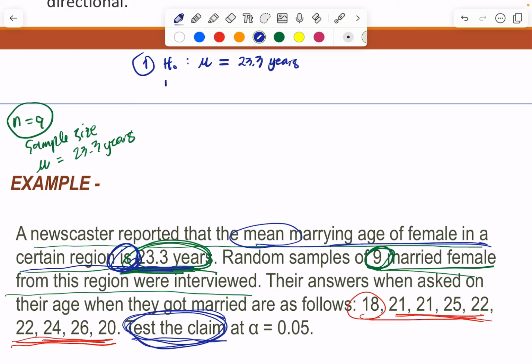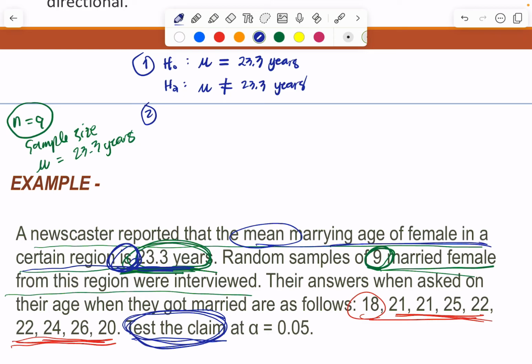The mean marrying age of female in a certain region is equal to 23.3 years. Then making your alternative hypothesis is easy. It is just the opposite of your null hypothesis. So this will be mu is not equal to 23.3 years. Okay, so now you have your null and alternative hypothesis.